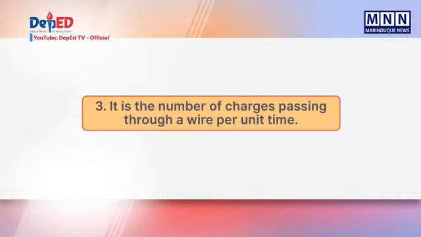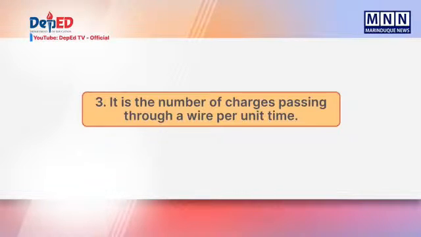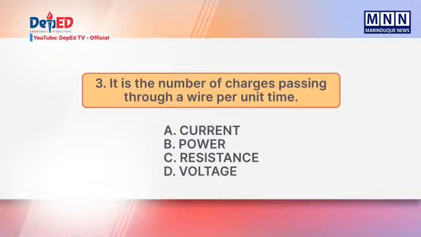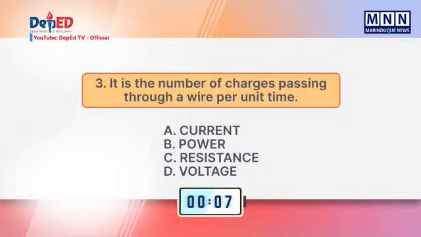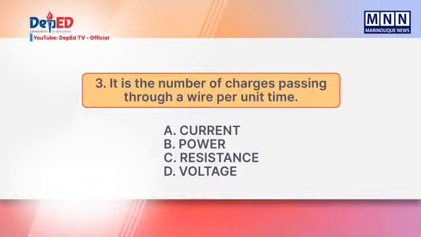It is the number of charges passing through a wire per unit time. A. Current. B. Power. C. Resistance. Or D. Voltage. The correct answer is A. Current.